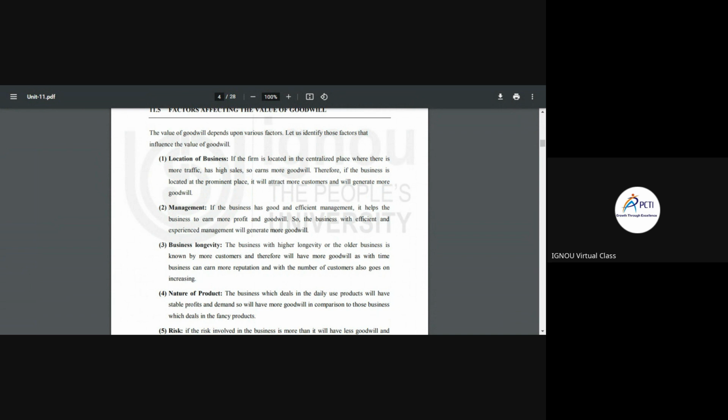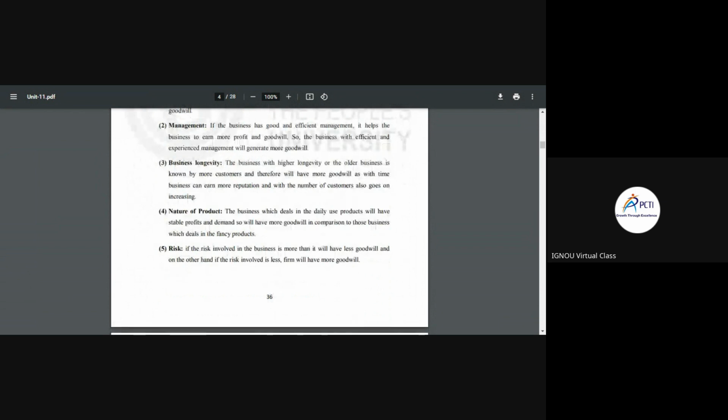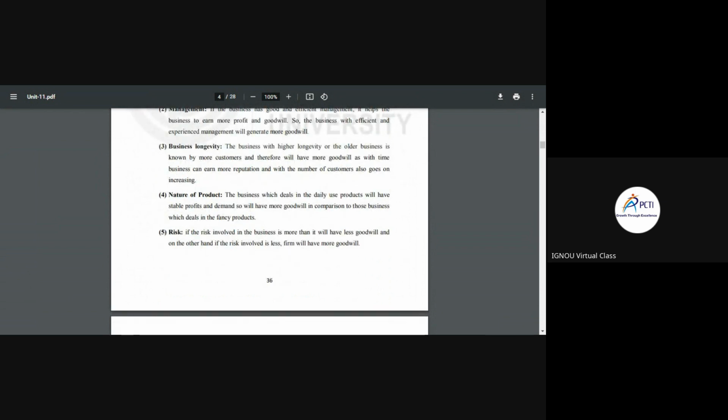If the business has good and efficient management, it helps the business to earn more profit and goodwill. So the business with efficient and experienced management will generate more goodwill. Third one is business longevity. The business with higher longevity or the older business is known by more customers and therefore will have more goodwill. As with time, business can earn more reputation with the number of customers also going on increasing.